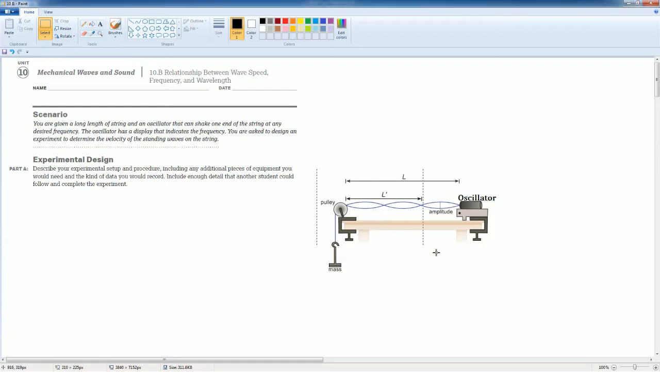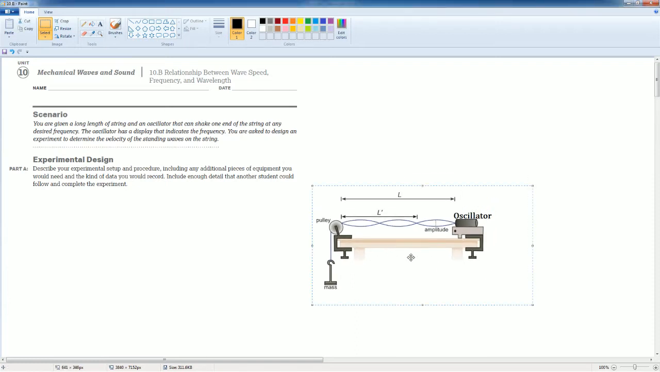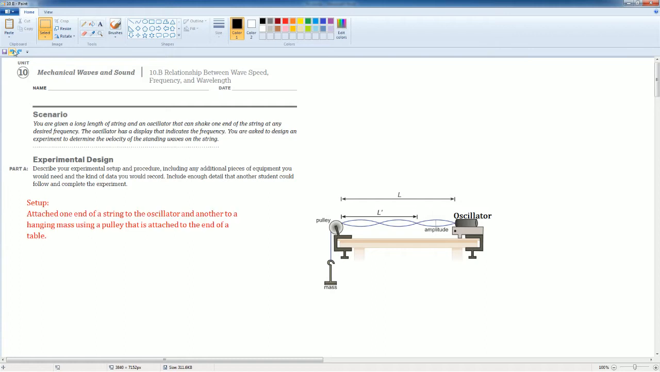So here I have the image for you. This is a classical example of how the experiment is done. Here's the setup. Attach one end of the string to the oscillator and the other end to the hanging mass using a pulley that is attached to the end of a table, like seen. Here's the procedure. Measure the distance L, that's from the oscillator to the start of the pulley.